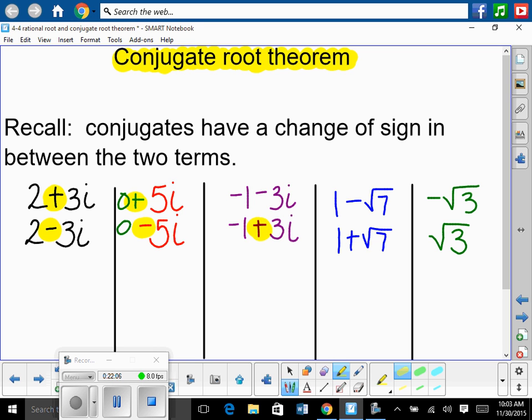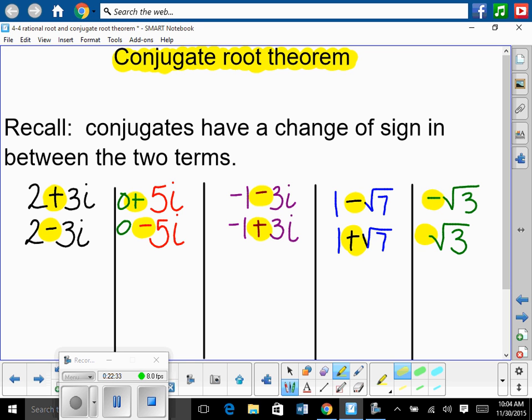What makes them conjugates is there's a change of sign in between. But look, my front term, my back term, front term, back term, they stay the exact same. So does everybody understand how the negative 1 has to stay the same? Okay, it's only a change of sign in between. So 1 minus the square root of 7, 1 plus the square root of 7. They're conjugates because it's a change of sign in between only. And then right here, these are conjugates, negative square root of 3 and positive square root of 3.